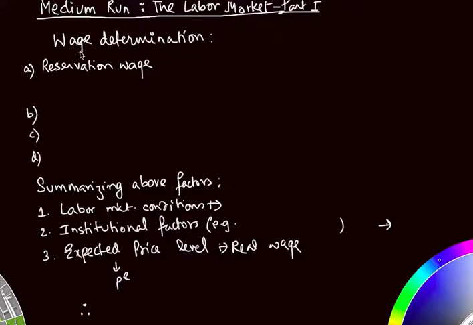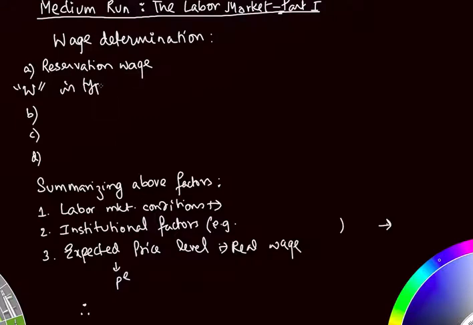In the labor market, the main factor is the wage, which gets determined in the labor market in the medium run. So let's discuss what factors are important for wage determination. First, the reservation wage. You may have heard of this before. The reservation wage is the minimum wage that must be paid to a worker so that the worker has some motivation to work. It is basically the wage rate at which the worker is indifferent between working and not working. Typically, W will represent the nominal wage.